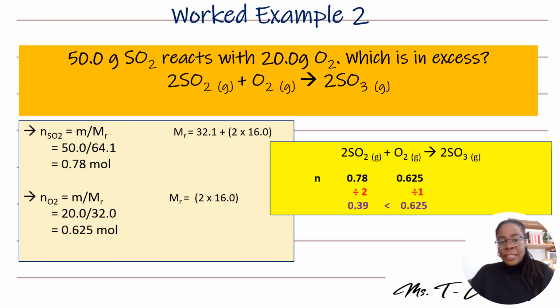Now we can see that 0.625 is larger than 0.39, and so the oxygen, the O2, is in excess. Okay, so when the numbers aren't 1-to-1, we have to add that extra step of dividing each number of moles by the coefficient in the balanced symbol equation.